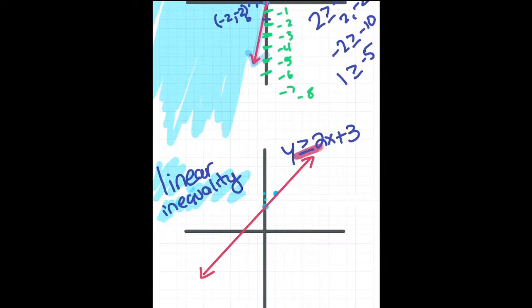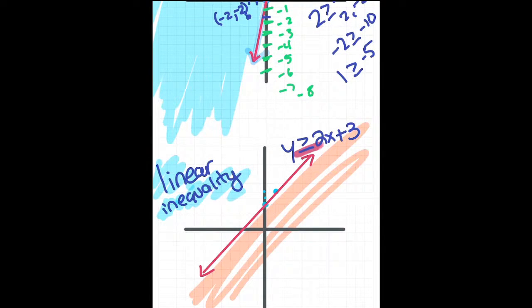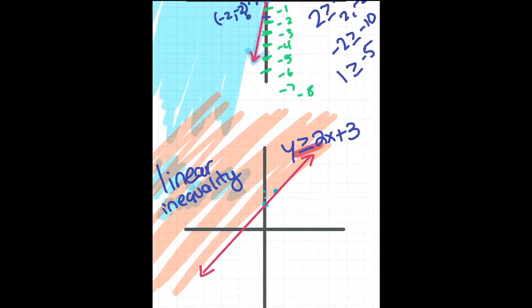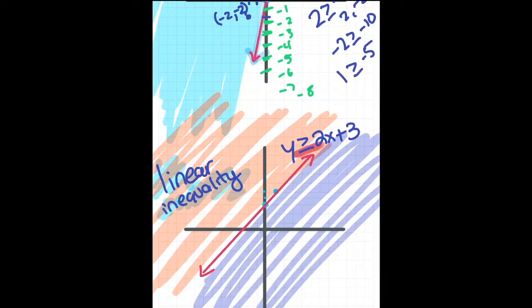Okay, fine. The question is, where are all the answers? For answers with an inequality, you shade. So you either shade below the line like this, or you shade above the line like this. The question is always, where do you shade? Are you shading above where the orange is, or are you shading below where the purple is? Which one is it? That's what we're going to talk about.